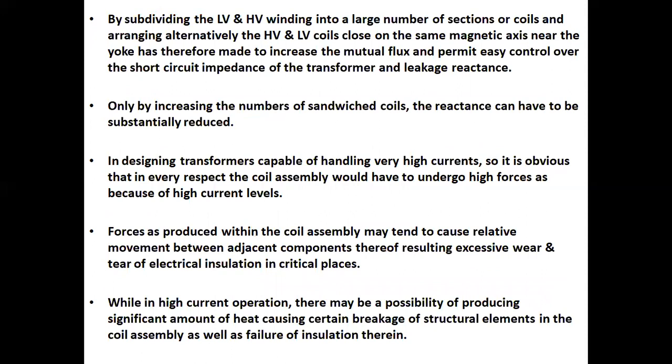By subdividing the LV and HV winding into a large number of sections or coils, and arranging the HV and LV coils alternately close on the same magnetic axis near the yoke, the mutual flux is increased and easy control over the short circuit impedance and leakage reactance of the transformer is permitted. Only by increasing the number of sandwiched coils, the reactance can be substantially reduced.